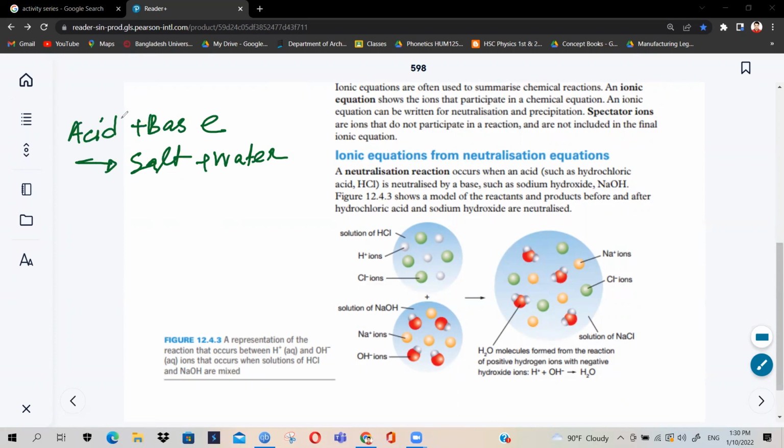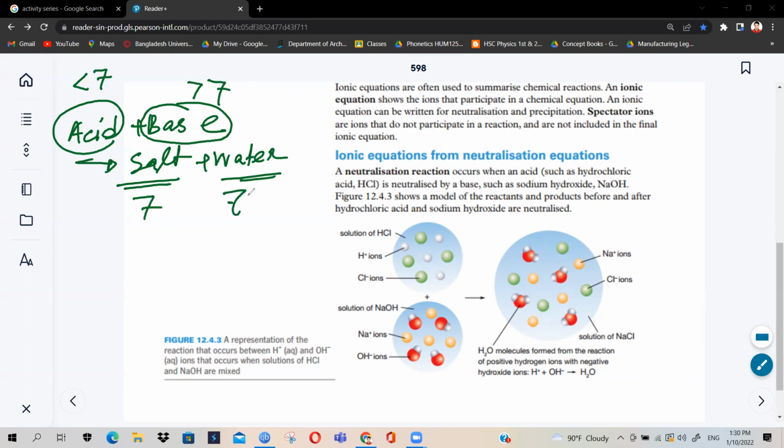We will discuss it later. Acid has a pH value of less than 7, and base has a pH value of greater than 7. But whenever you are forming salts and water, if these are pure salts and pure water, they will have a pH value of 7. We will discuss it when we study acids and bases.